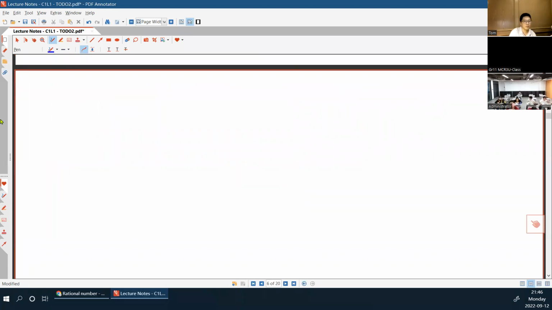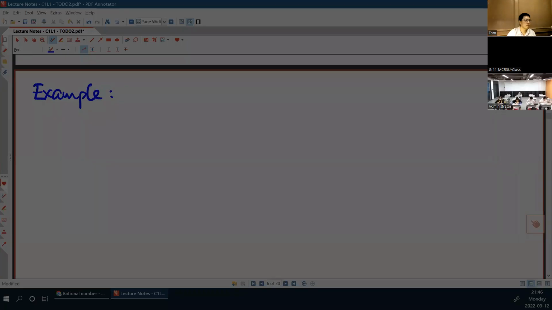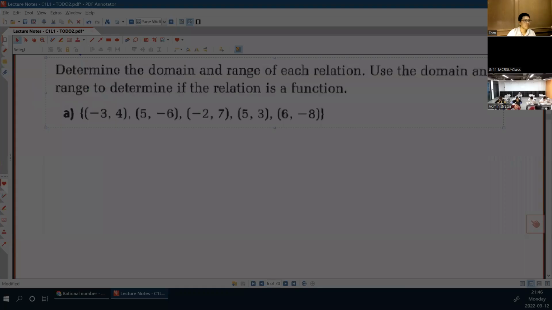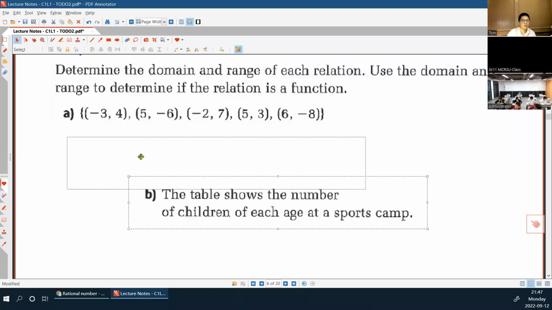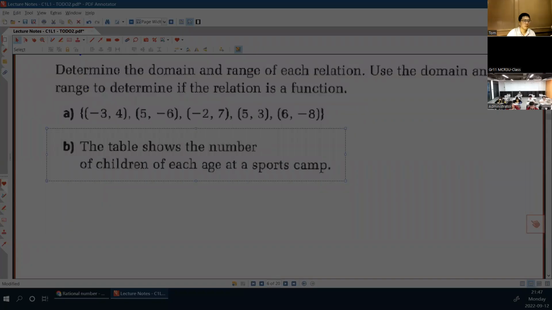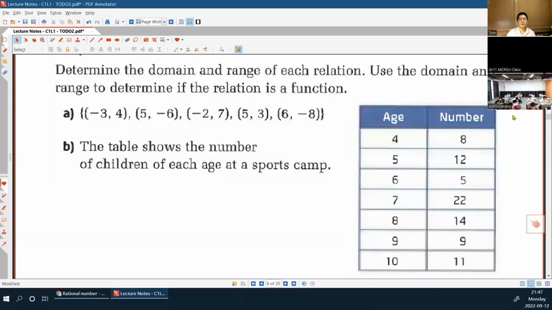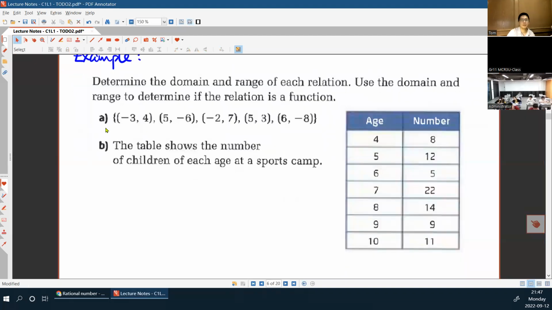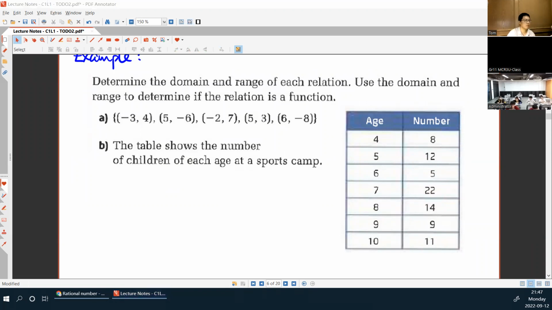Okay, let's see an example to help you understand the definition of domain and range. Let's consider this example. Determine the domain and range of each of the following functions. The first function is given in A, and the second function is given in this table. I'll give you 2 minutes. Probably 1 minute because we're running late. We're running out of time.